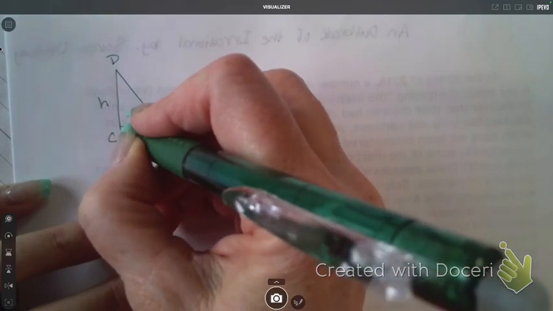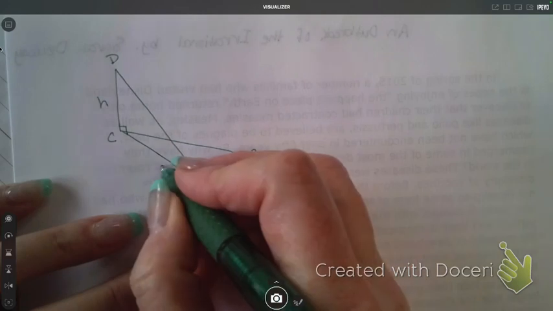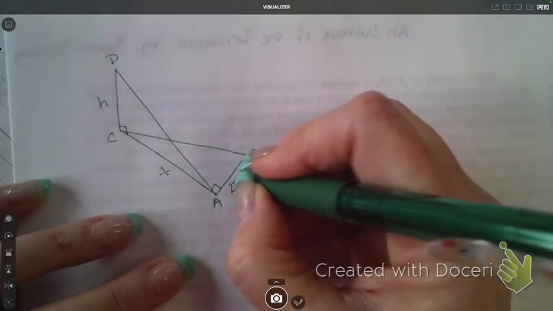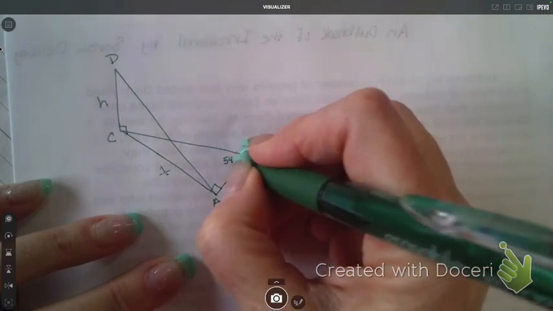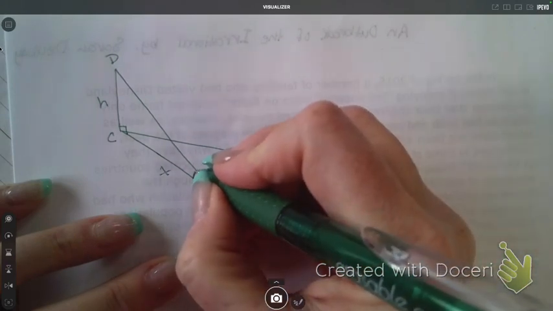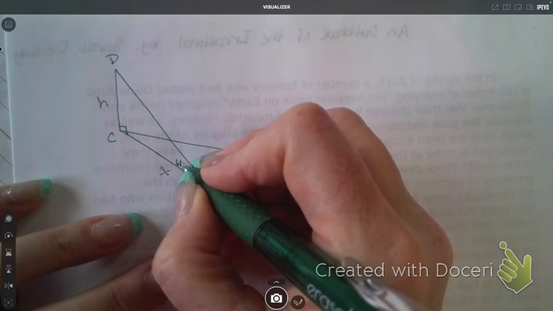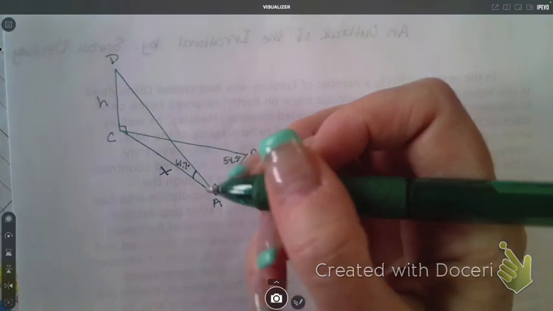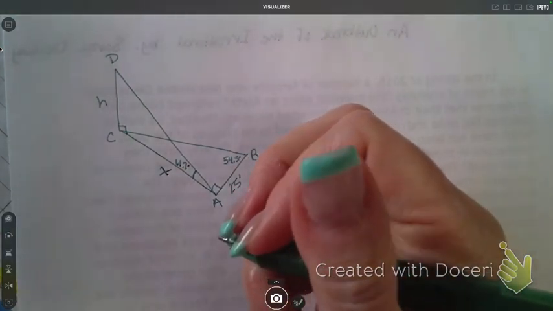So this is a right angle. This is a right angle. This is X. This is 25 feet. 54.5 degrees. And this angle here is 61.7 degrees. Well, they gave you a hint. You might need to find X, right?